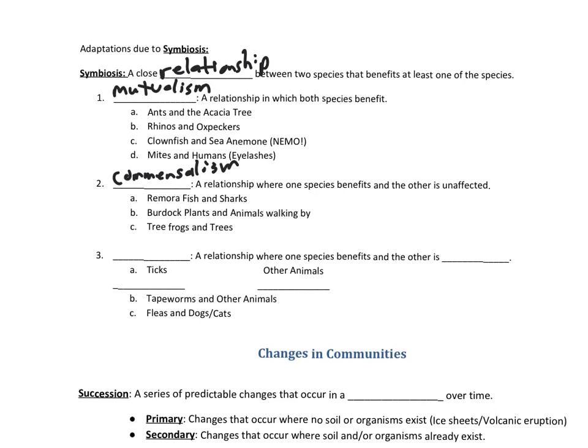Okay? And commensalism is a relationship where one species benefits from the relationship and the other one doesn't really care. A famous example is the remora fish and sharks.